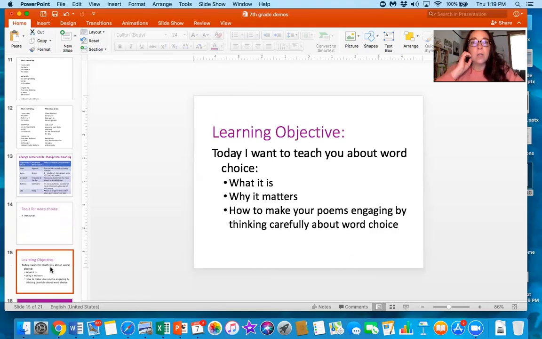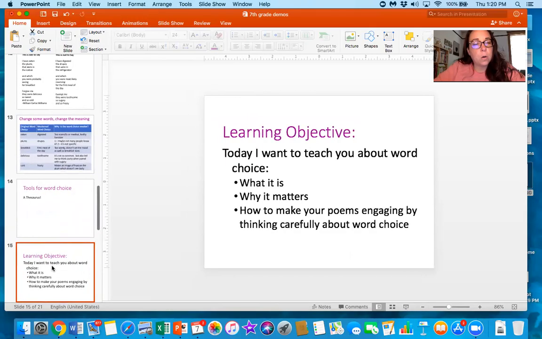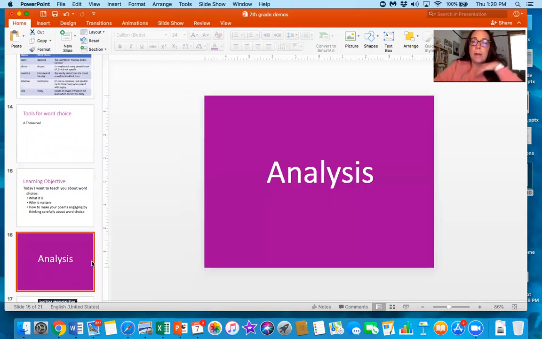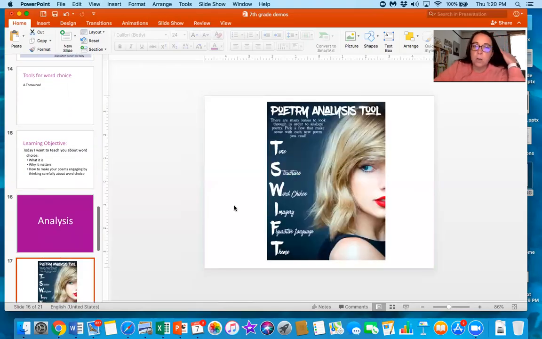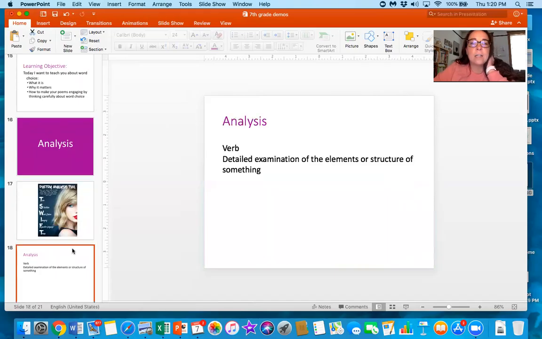So far I hope that you have a better understanding of what word choice is. It's so important because it'll give a certain feeling to the poetry you write, and how you can use a thesaurus in order to make your poem stand out more. Now, before I go, I wanted to talk to you a little bit about analysis. This poetry analysis tool with T-Swift that we've been using, we haven't really talked specifically about analysis, and I just wanted to review a couple things.